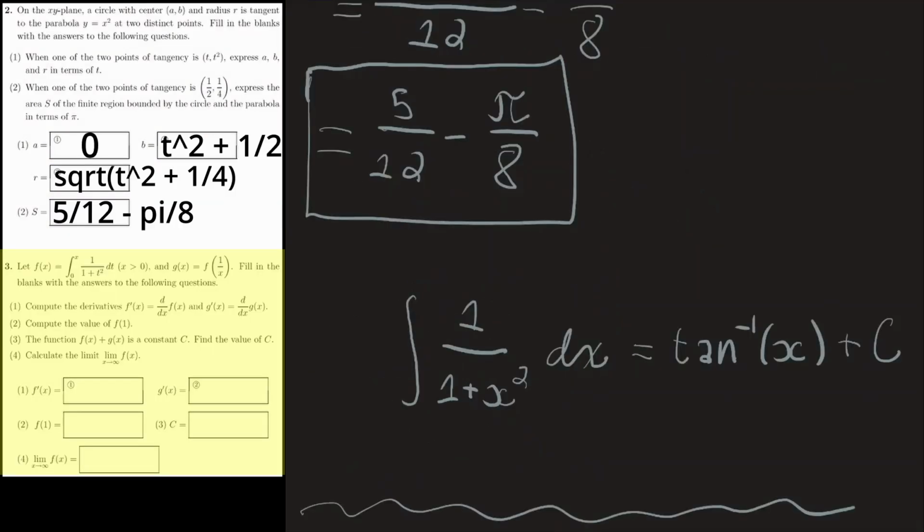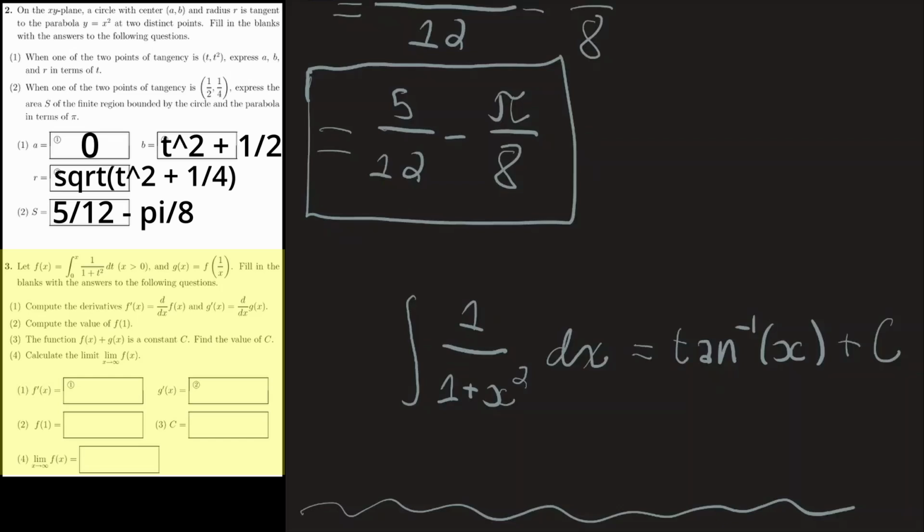So finally we have section 3, which says let f of x equal the integral from x to 0 of 1/(1 plus t squared) dt, x is greater than 0, and g of x equals f of 1/x. Fill in the blanks with the answers to the following questions.